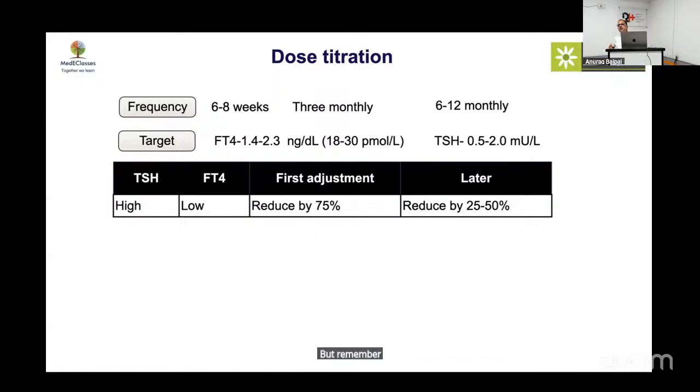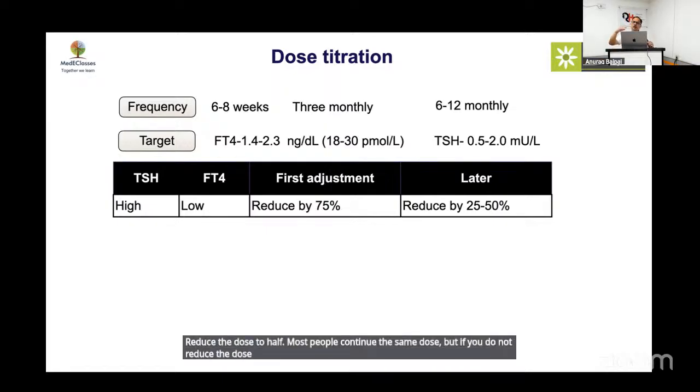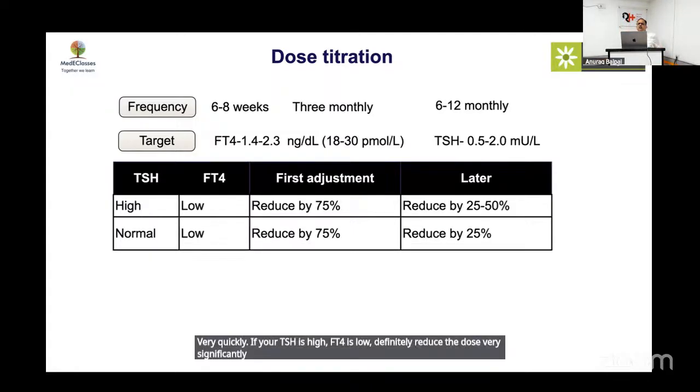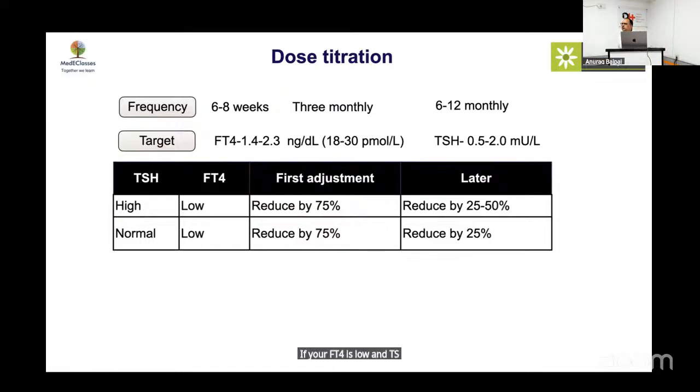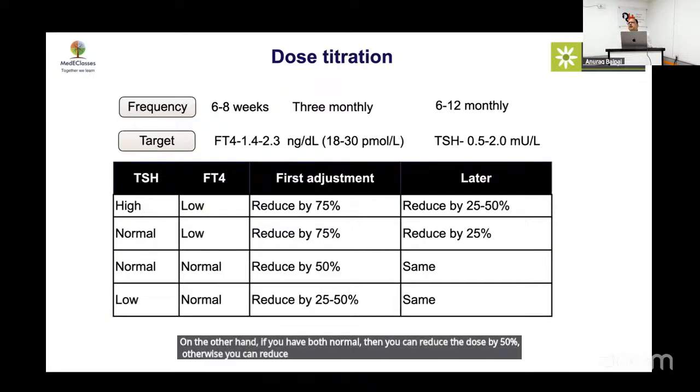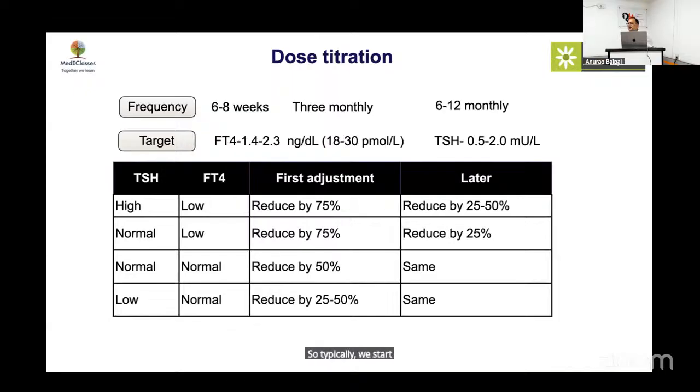But remember that in the initial phase, if your FT4 has become normal, reduce the dose to half. Most people continue the same dose, but if you do not reduce the dose to half, you will have hypothyroidism very quickly. If your TSH is high and FT4 is low, definitely reduce the dose very significantly. If your FT4 is low and TSH is normal, which may happen because of the lag phase, you still have to reduce the dose. On the other hand, if both are normal, then you can reduce the dose by 50%. Otherwise, you can reduce by 75%. So typically, we start with around 20 milligrams and make it 10 milligrams once the level becomes normal.